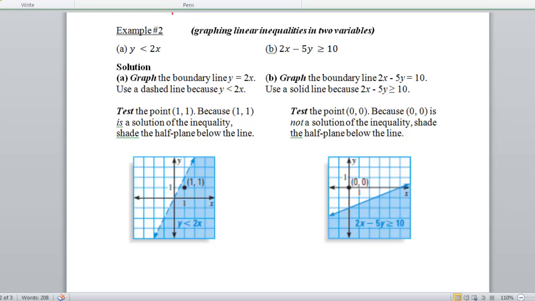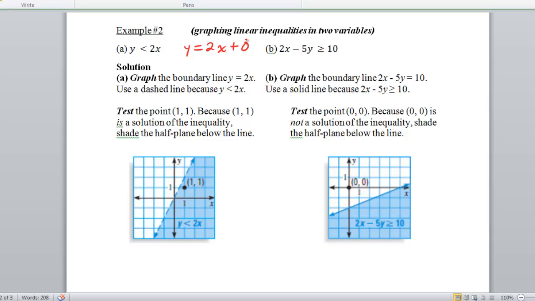So let's take a look here first. In example number 2, the very first thing we have to do is rewrite this as an equation of a boundary line. And so we're going to rewrite this as y equals 2x. Now, if you notice, we don't have anything added to the 2x, but if you want to make it easier to see the slope-intercept form, you could technically write plus 0.